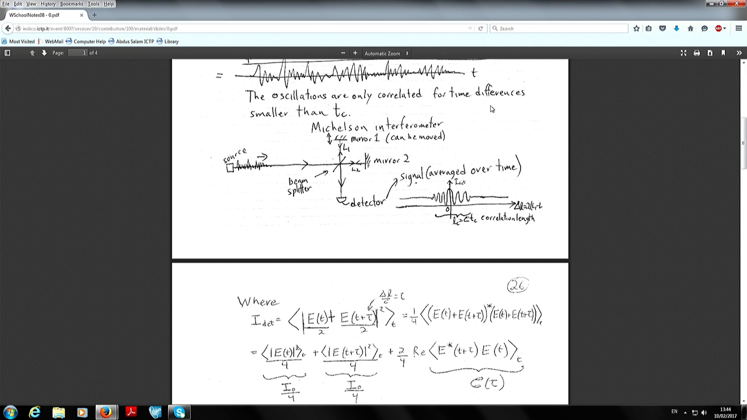But then I start losing this as soon as I make the separation bigger, because the amount of light that comes from the same pulses arriving at the same time at this detector is smaller. And once my separation is longer than the typical length of a pulse, there's no correlation. So this is a way to understand this concept of temporal coherence.